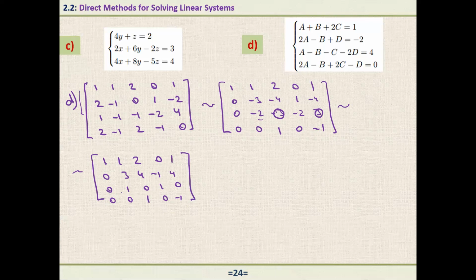Now, if I add the second row to the third row, what happens here? 1 plus 3, here we have 4, right? So here we have 4. And 1 plus negative 1, here we will have 0, right? Now, 4, 4, 4, if I just multiply by 1 over 4, we will have this. 1, 1, 2, 0, 1, 0, 1, 1, 0, 1, 0, and 0, 0, 1, 0, negative 1.